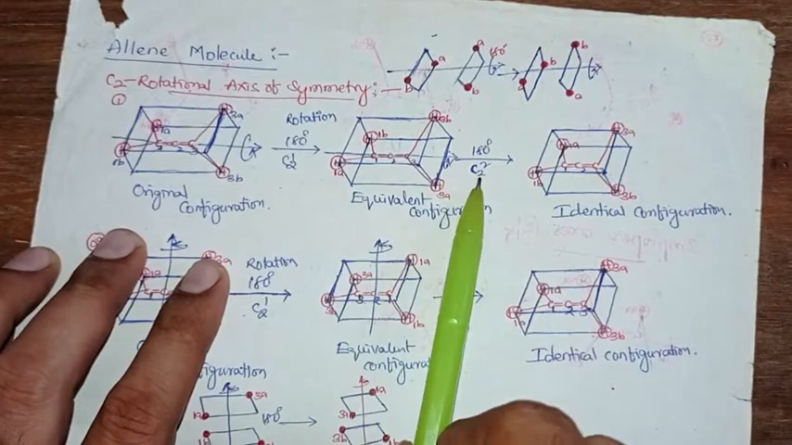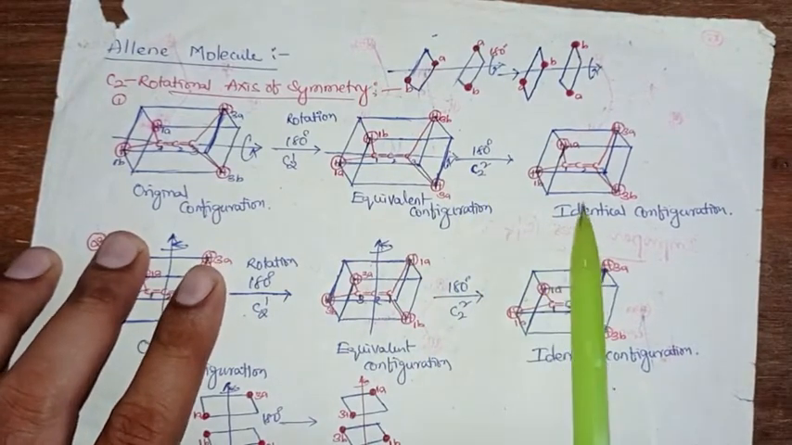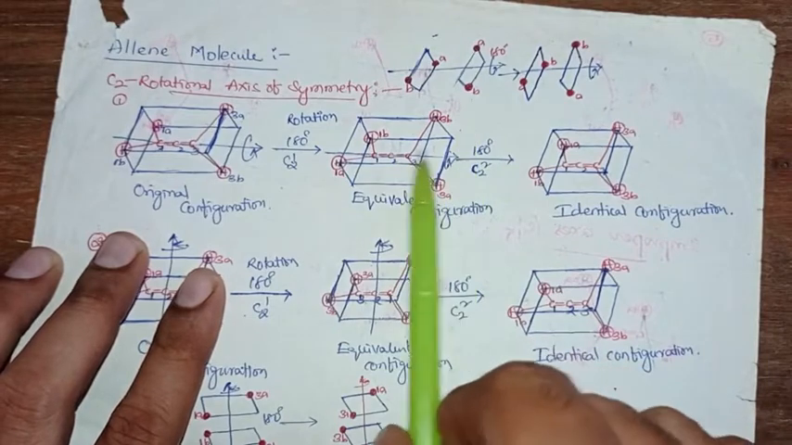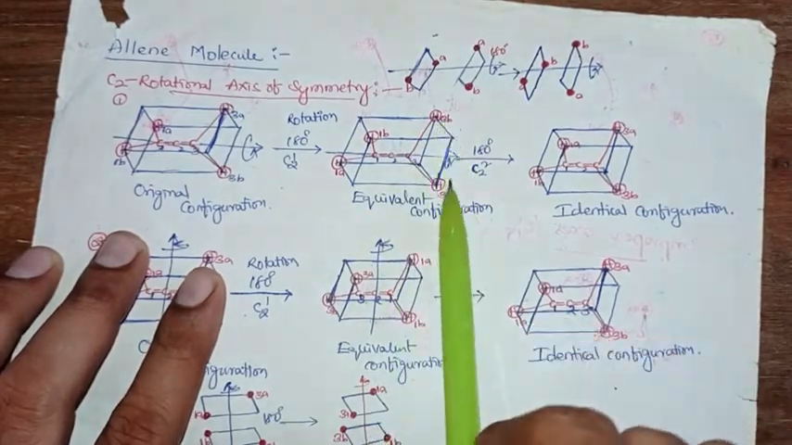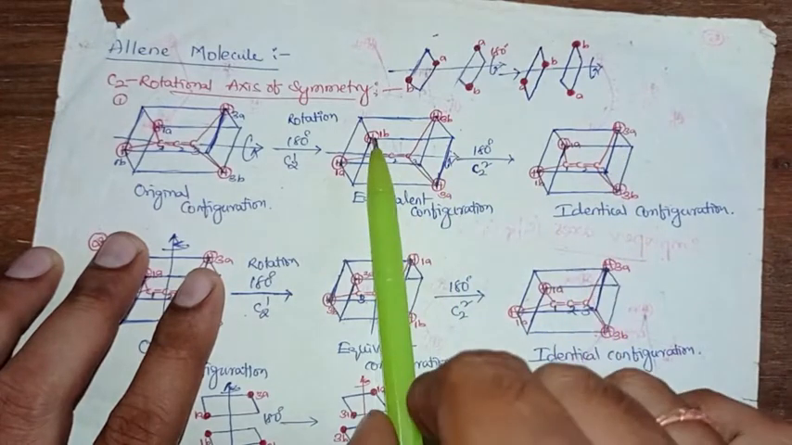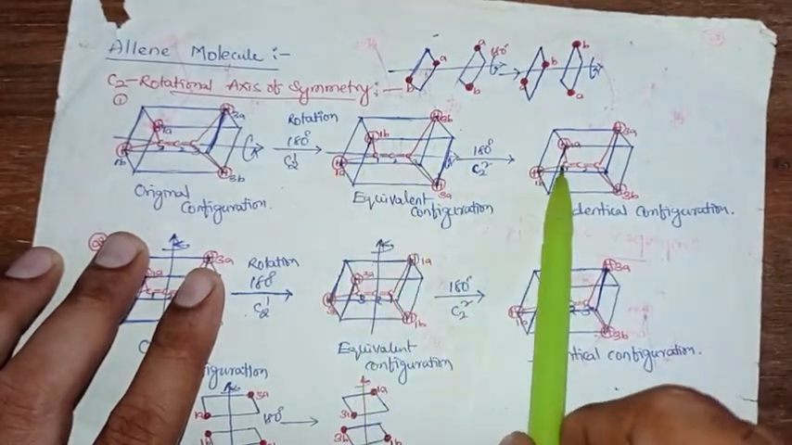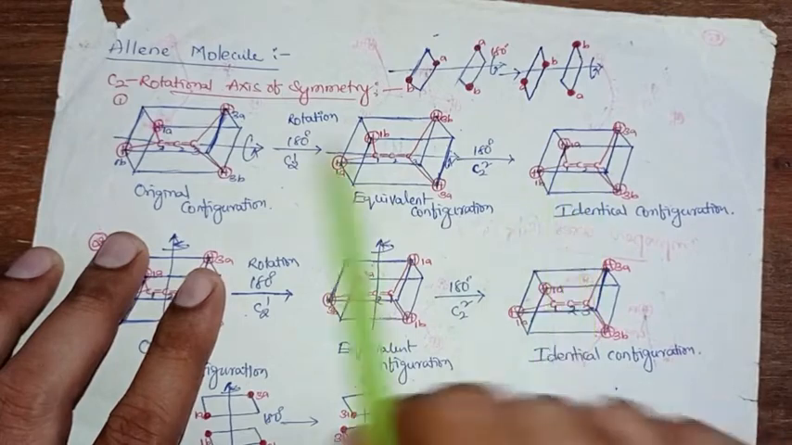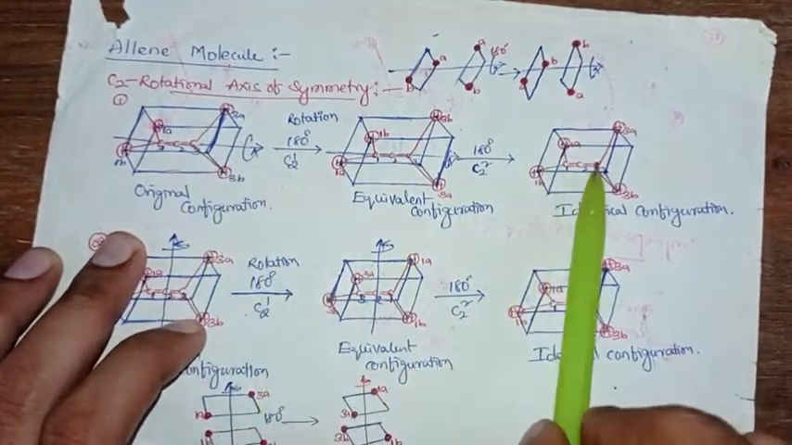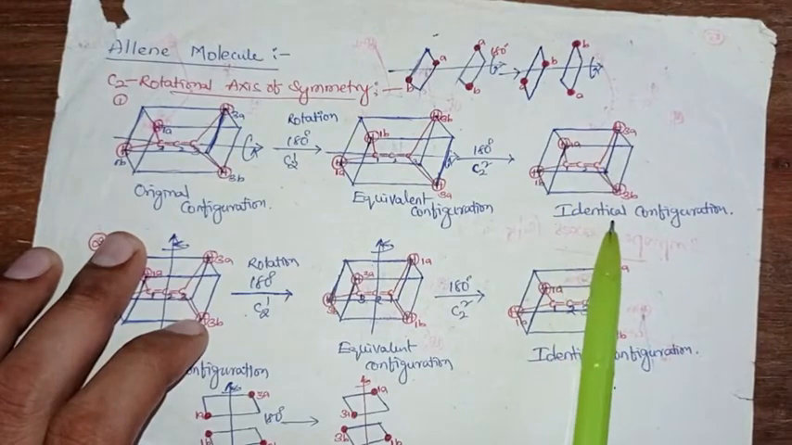Doing it a second time, it surely generates an identical configuration by using the same axis and the same angle of 180 degrees of rotation. Again H3B and H3A get replaced like this, and H1A and H1B get replaced like this. When we compare this configuration with the original, it is a 100% equal configuration. So it is called an identical configuration.